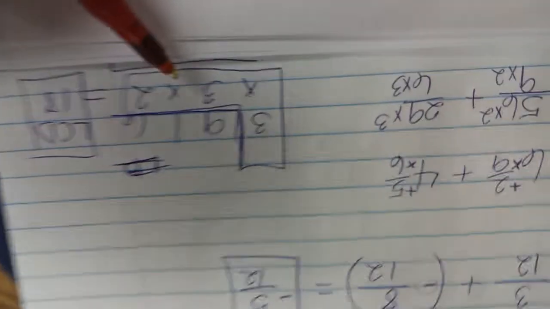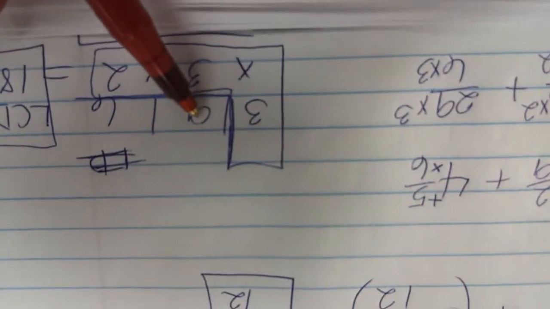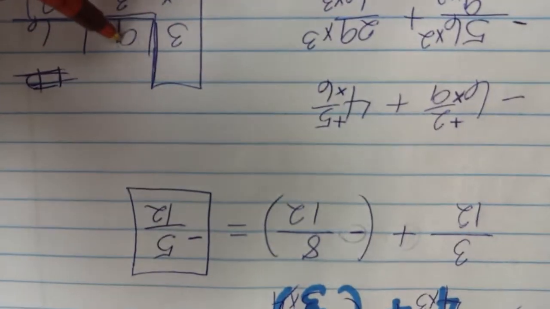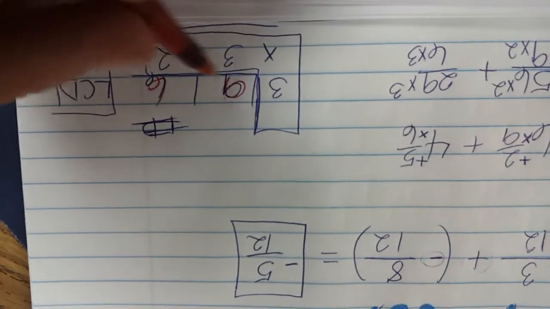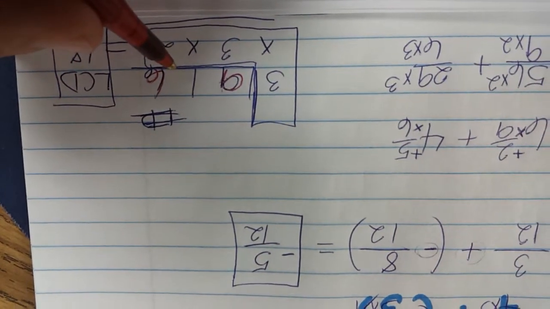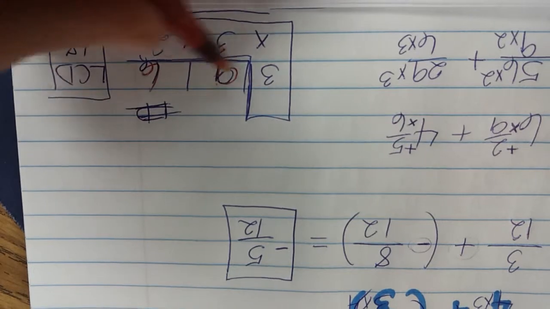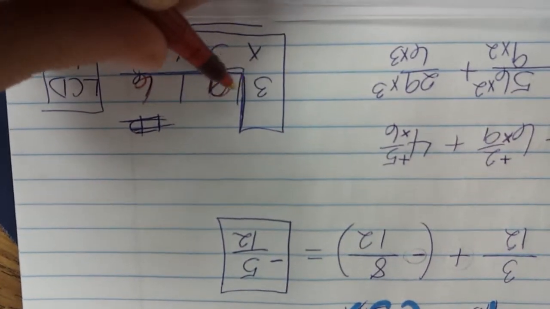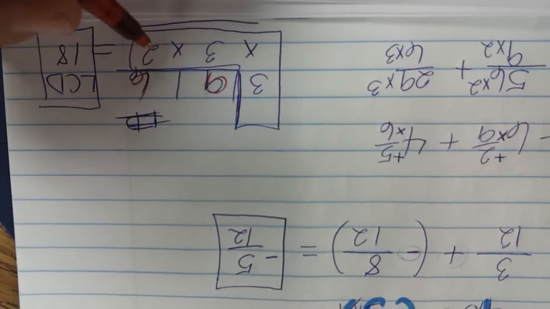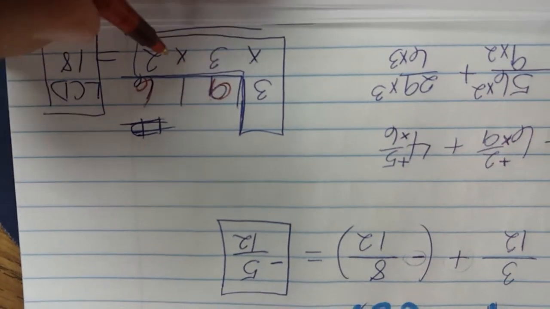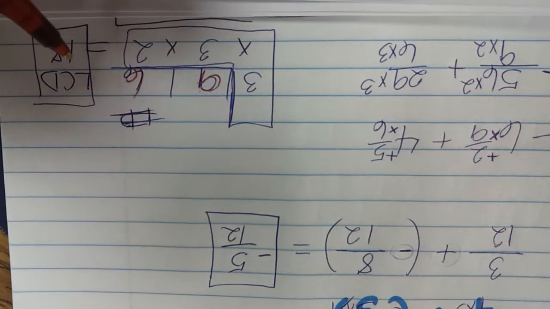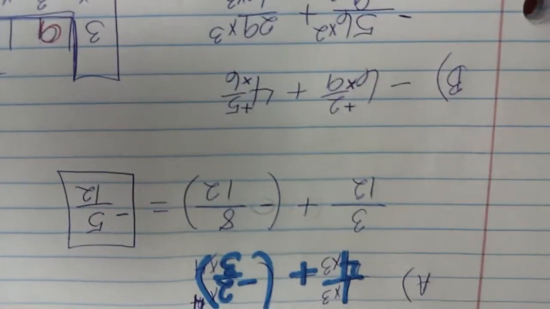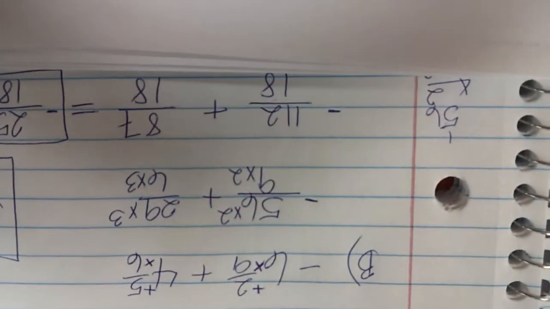Now, I have used the birthday cake method with my two denominators, 9 and 6. The smallest prime number that goes into both 9 and 6 is 3. And when I divide that, 9 divided by 3 is 3. 6 divided by 3 is 2. Nothing goes into 3 and 2, so I multiply these three numbers together. 3 times 3 is 9, times 2 is 18. Therefore, my common denominator for this problem is 18.